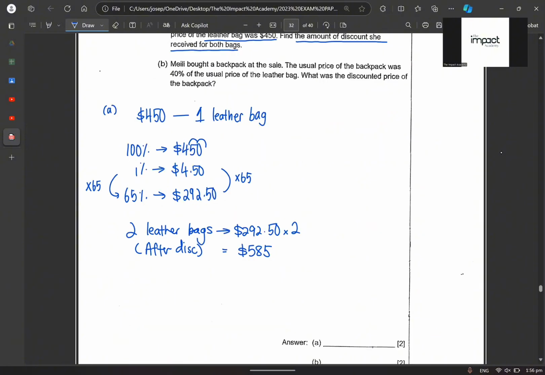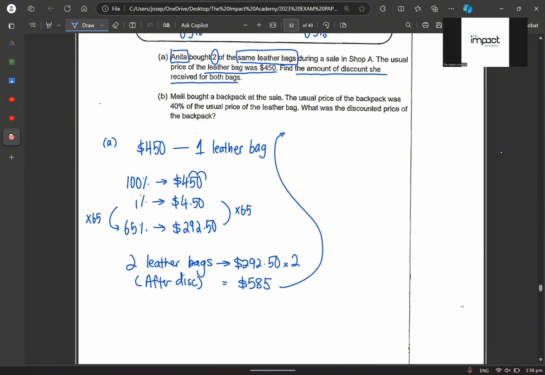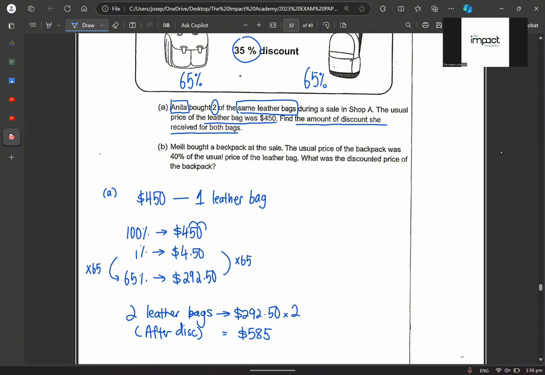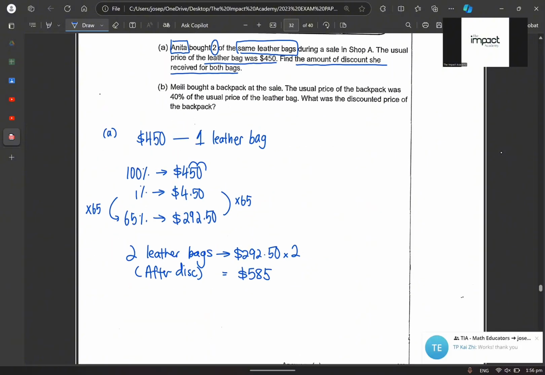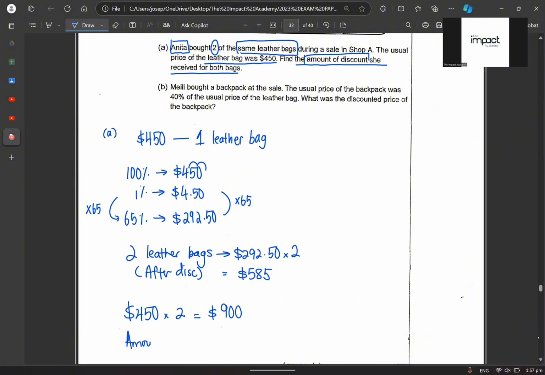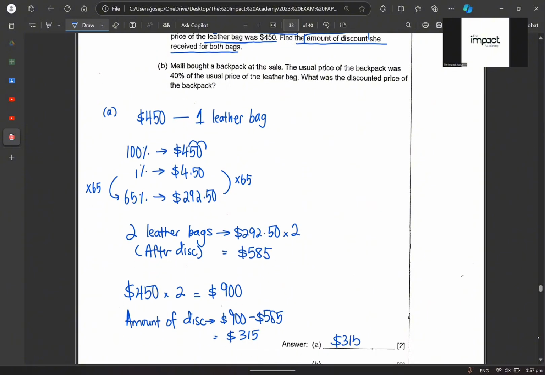Let's continue on from here. We can see obviously that the question wants us to find the amount of discount. So the amount of discount was 450 times 2. Why is it 450 times 2? Because this was the price of the 2 leather bags before the discount. So this is actually $900. So the amount of discount will then be 900 minus 585. When I do that, I'll get an answer of $315, and that is my answer for part A.